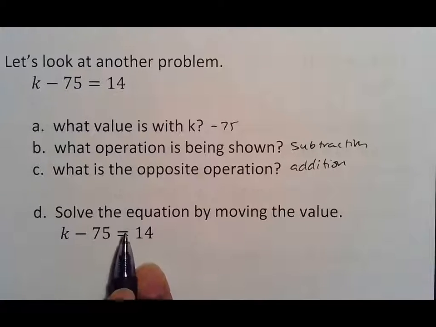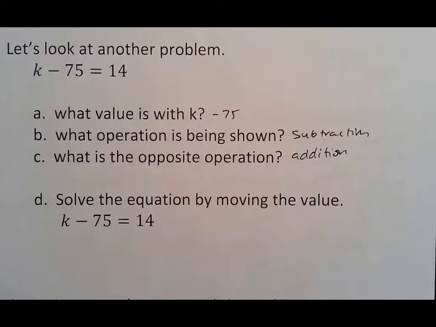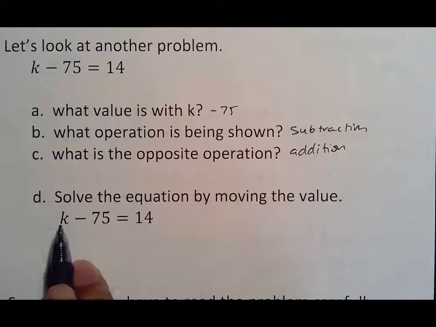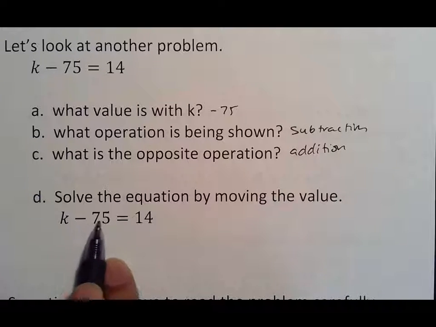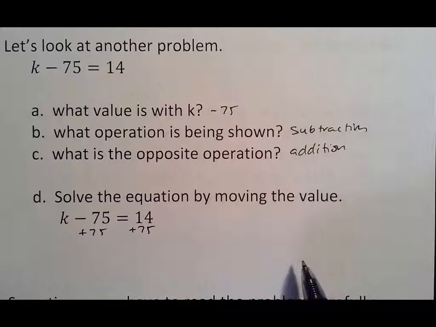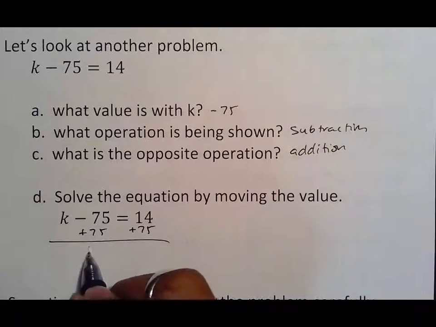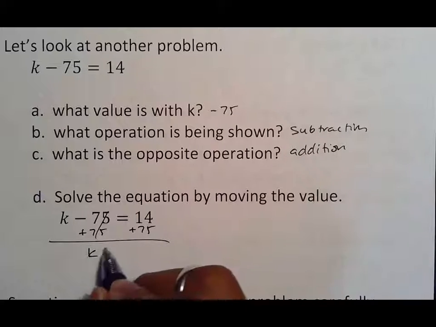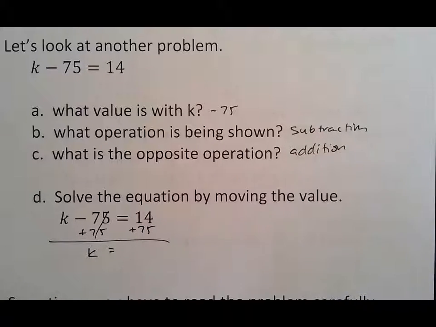And so the next thing we will do, again, you'll have boxes below this on your homework, is how do you solve this? Well, we want to move this 75 away from K, and the way we do this is by adding it to both sides. K comes down because that goes away, equaling 14 plus 75, which is 89.